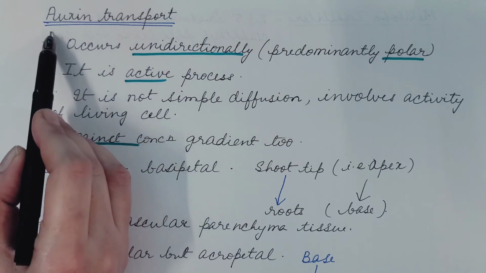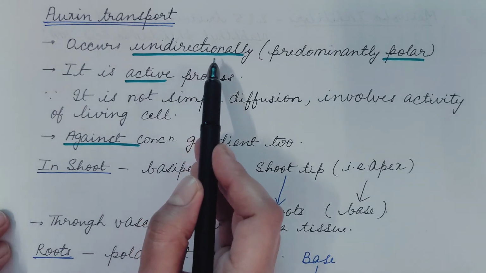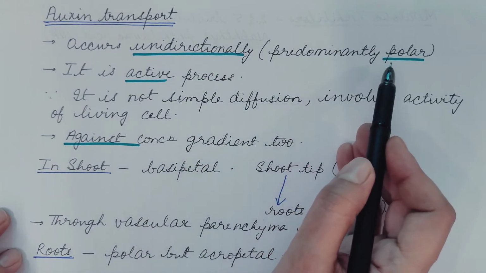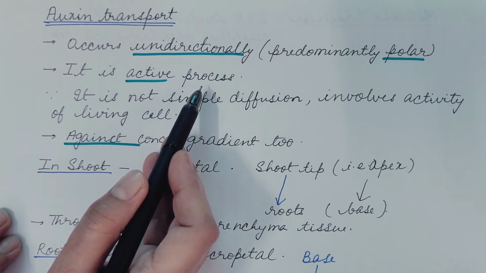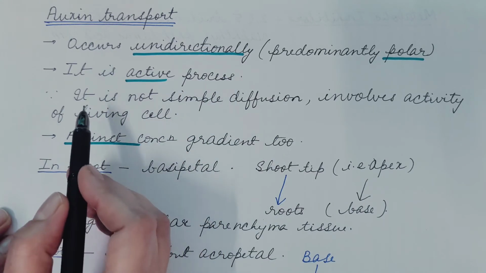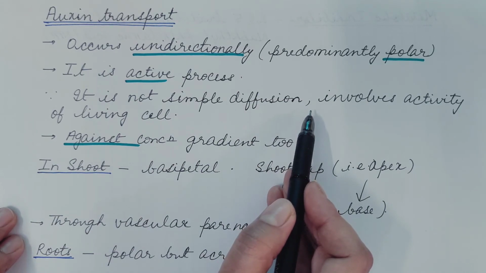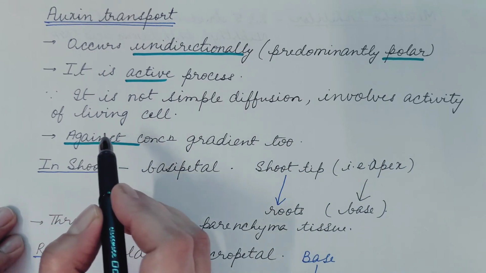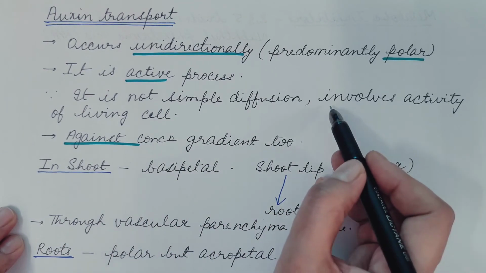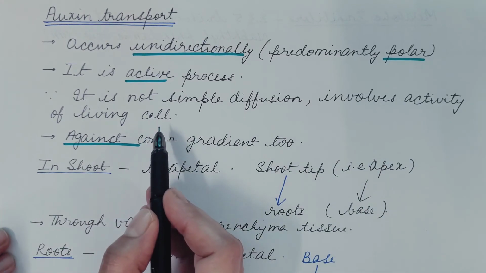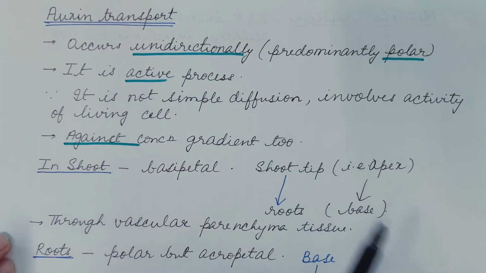Now let us see auxin transport. Transport of auxin occurs unidirectionally, that is, it is predominantly polar. It is an active process because metabolic energy is required. And why is metabolic energy required? Because it is not simple diffusion. It can occur against a concentration gradient also, and it involves the activity of living cells. Hence, energy is required, so it is an active process.